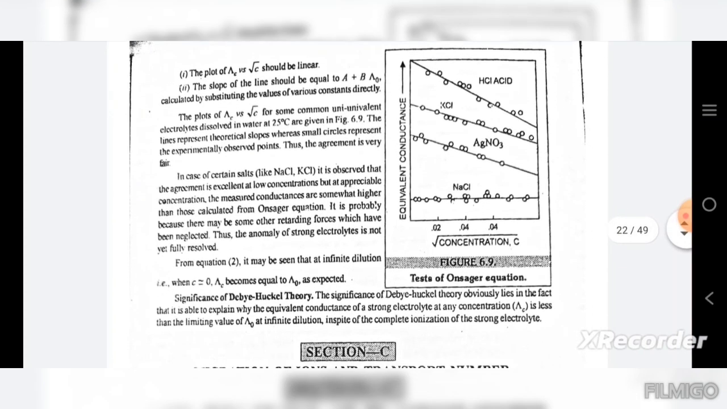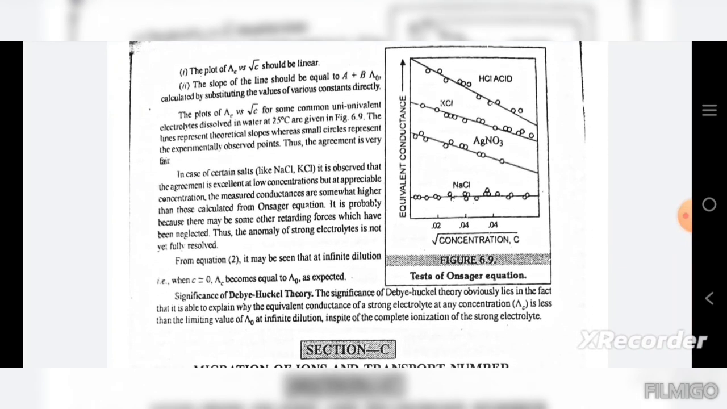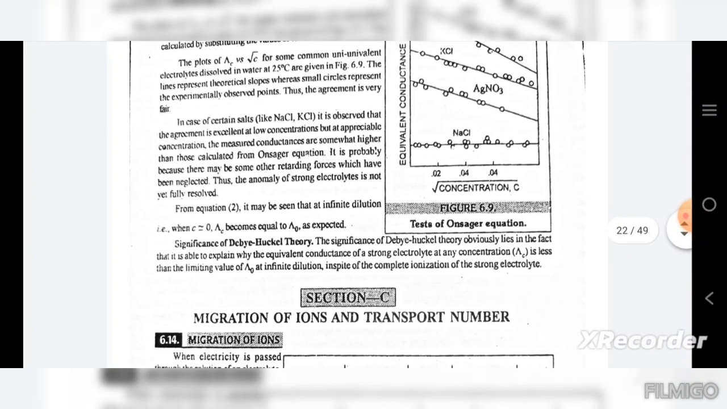Verification of the Onsager equation. Two tests can be readily performed to verify the Onsager equation. These are: the plot of equivalent conductance versus the square root of concentration should be linear. The slope of the line should be equal to A plus B, calculated by substituting the values of various constants directly. You can see the figure 6.9, tests of Onsager equation. The line represents theoretical slopes, whereas small circles represent the experimentally observed points. Thus, the agreement is very fair.